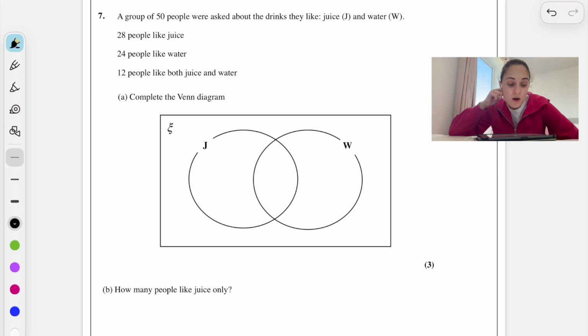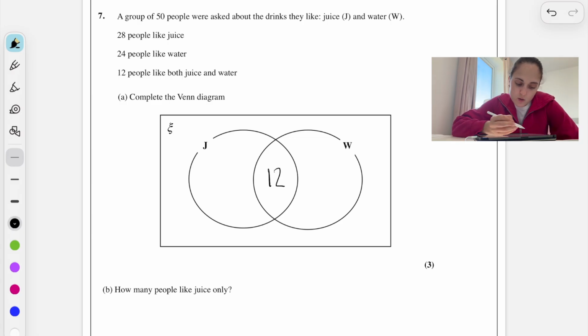This next question here is quite similar. So we have 50 people were asked about the drinks that they like out of juice and water. So 28 people like juice, 24 people like water, and 12 people like both juice and water. We need to complete the Venn diagram. So since 12 people like both, that's where I'm going to start. So 12 goes in the middle.